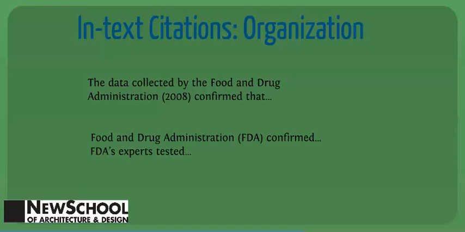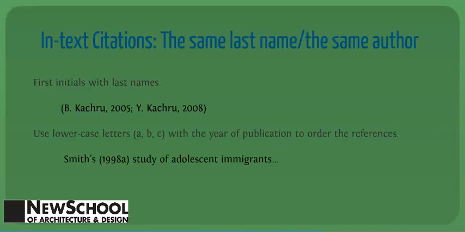If the author is an organization, include the name of the organization. If there is a well-known abbreviation for the organization, in this example FDA for Food and Drug Administration, you can use that instead after the first time you cite. If 2 authors have the same last name, distinguish them by using a first initial, such as here. If you are citing multiple works by the same author published in the same year, distinguish the works by listing them as A, B, C, etc., as shown here.